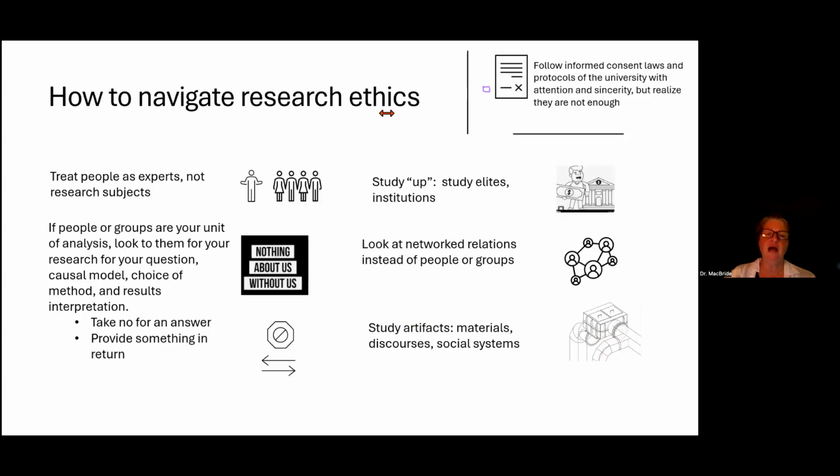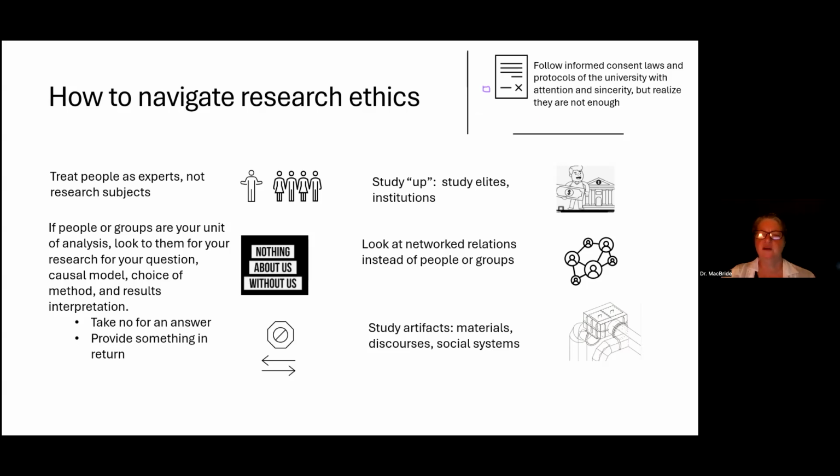So how do you navigate all this? Well, obviously you want to follow all of the rules and laws of your university, and you want to do it not just like, oh, I have to fill this form out and get permission to do my research. You want to really do it with, what I'd call, attention and sincerity. You want to really think about the ethics in a serious way. But even if you do that, that's not necessarily going to be enough.